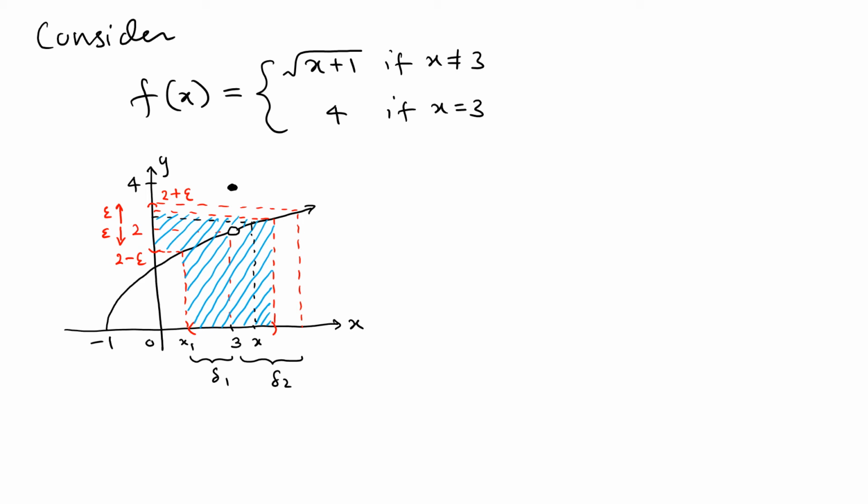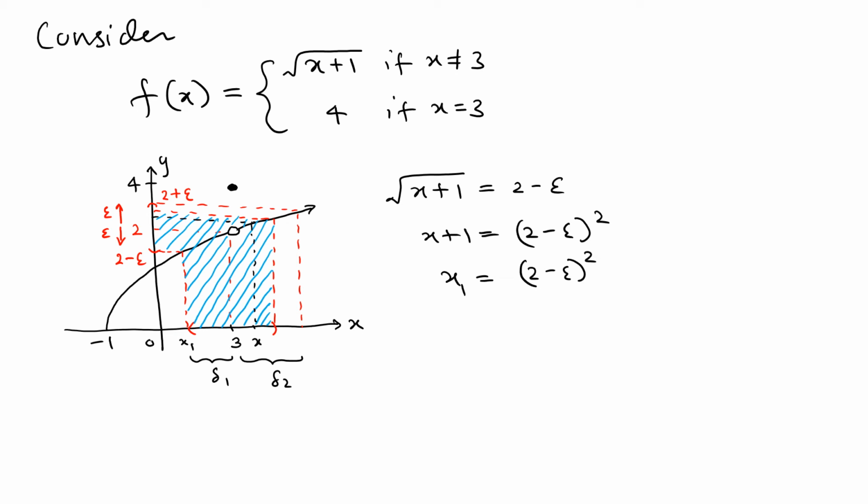So what we need is the square root of x plus 1 should equal 2 minus epsilon. That's the bottom value we are looking for, because that's the closer one, because the other one is far away. Then you can square this and write x plus 1 equals (2 minus epsilon) squared, and x1 in this case is (2 minus epsilon) squared minus 1.